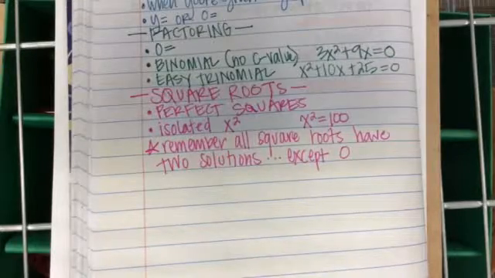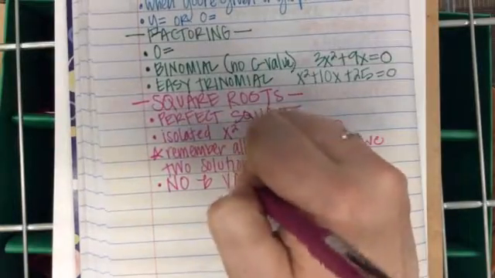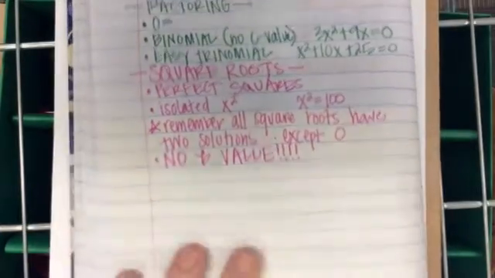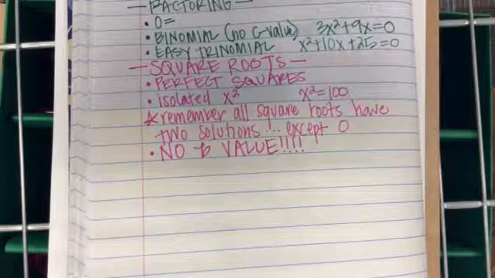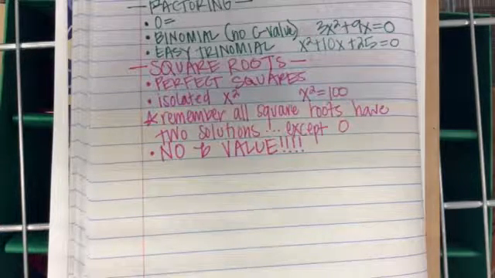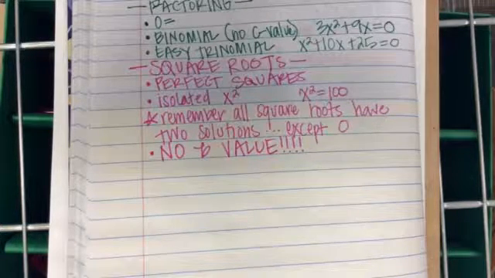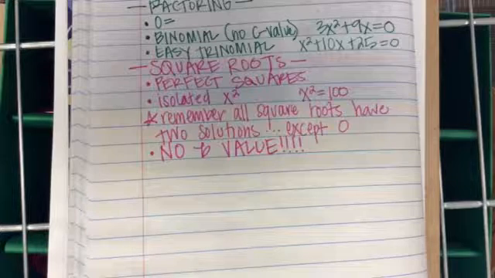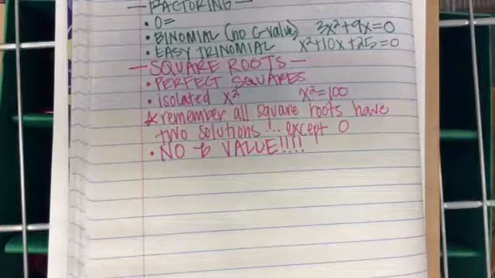The other key to this is that there is no B value. You cannot square root if there is a B value. Remember, though, all square roots are going to have 2 solutions, except 0. 0 only has 1 solution. But what about the negative? We'll get there.